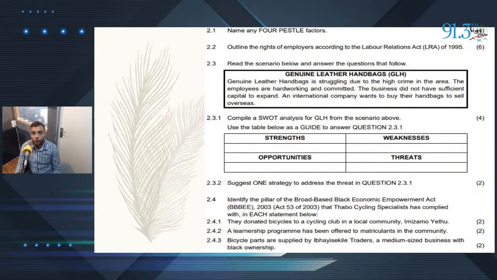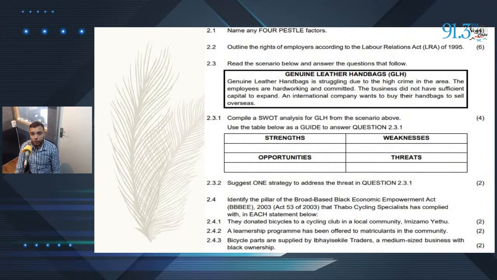2.3.1, we have to read the scenario. The scenario is Genuine Leather Handbags, GLH. Genuine Leather Handbags is struggling due to the high crime in the area. The employees are hardworking and committed. The business did not have sufficient capital to expand. An international company wants to buy the handbags to sell overseas. So what are you going to do? You're going to compile a SWOT analysis for GLH from the scenario above.